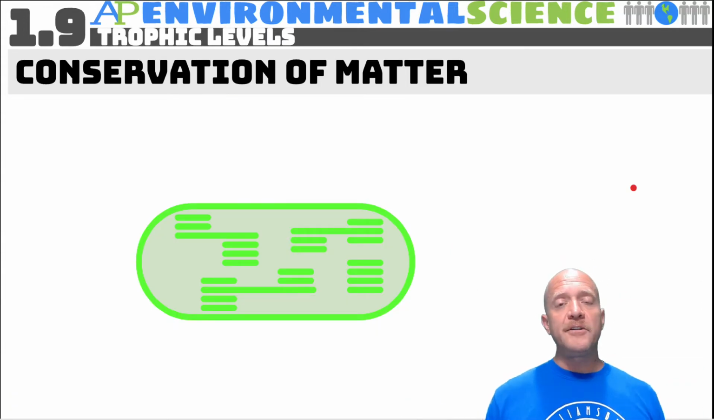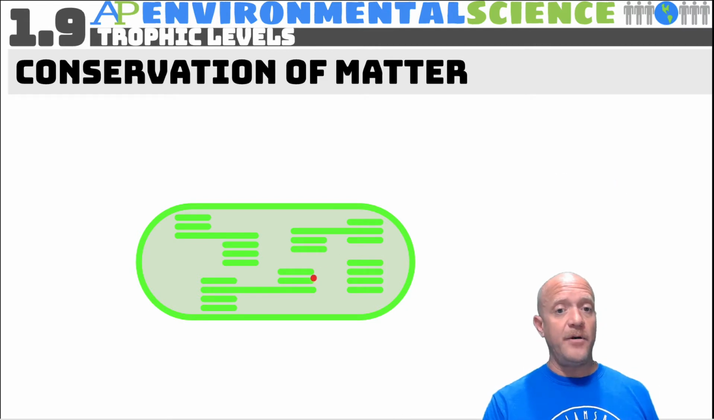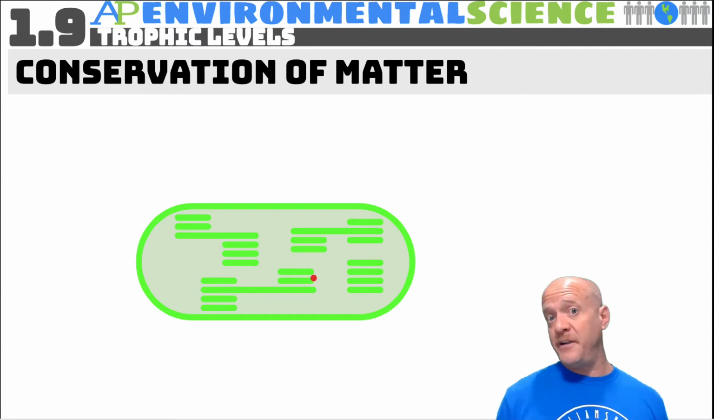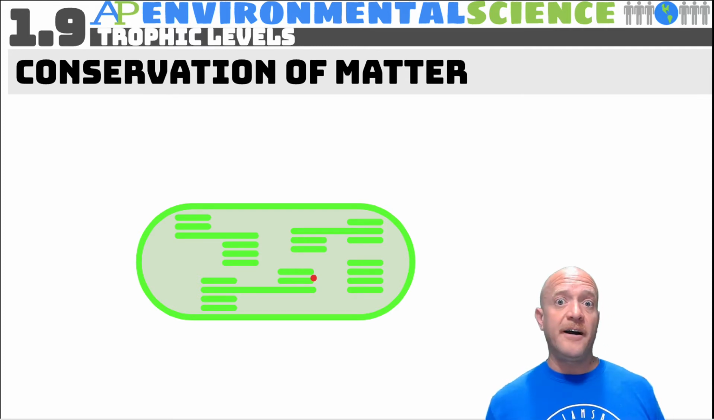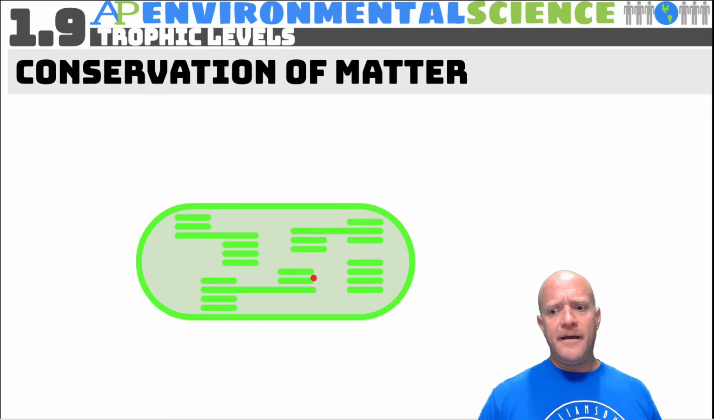Now, in order to talk about trophic levels, we need to understand conservation of matter. This is a law. The law of conservation of matter states that matter is neither created nor destroyed. And to show this, I have right here a little diagram of a chloroplast, which is the organelle where photosynthesis takes place. It is in the plant's leaves. It contains chlorophyll, which is the green pigment, which gives the plants their green colors. This is all review from living environment. But what happens in photosynthesis?